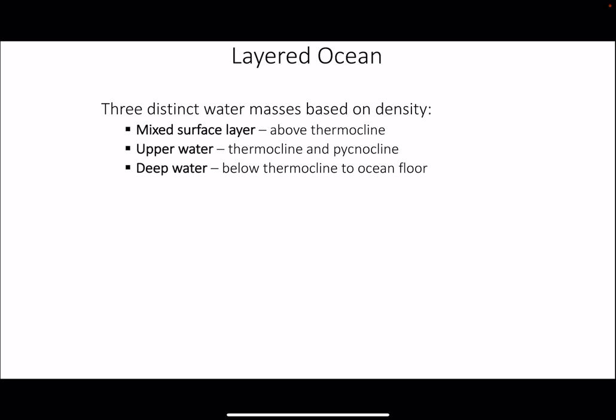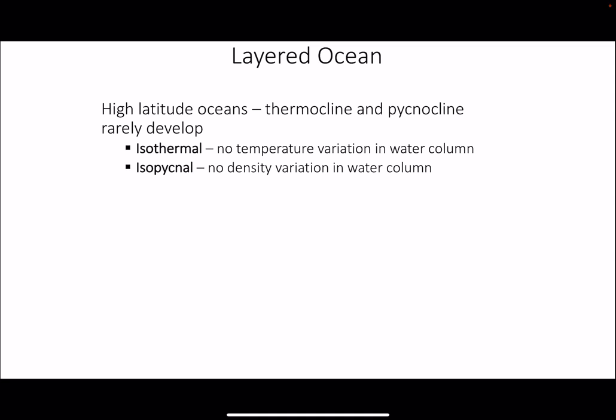And this will become really important later when we get to circulation and water masses and learning to identify different water masses of the ocean and understanding how ocean water circulates. And again, to say the high latitude ocean, so this is the Arctic and the Southern Ocean, you very rarely have a thermocline or a pycnocline. And in this case, these are known as isothermal and isopycnal, so meaning that there's no temperature variation and no density variation in the water column.